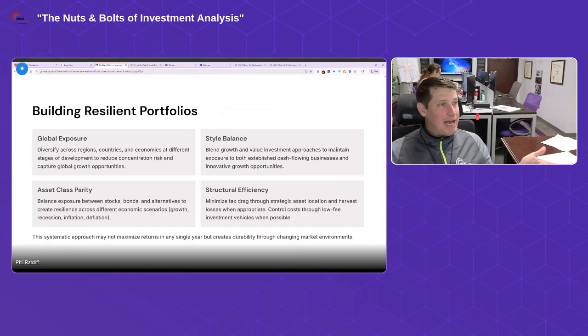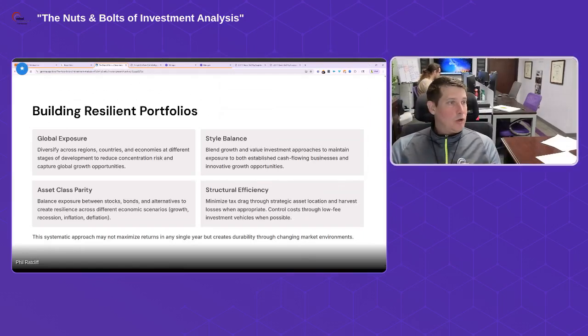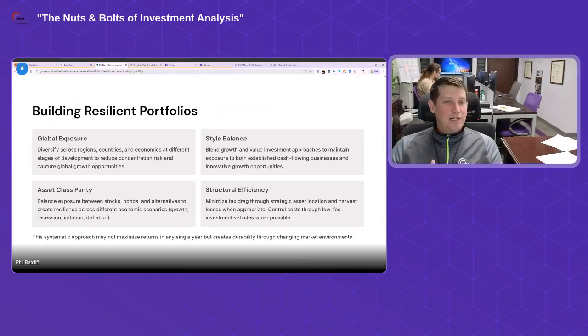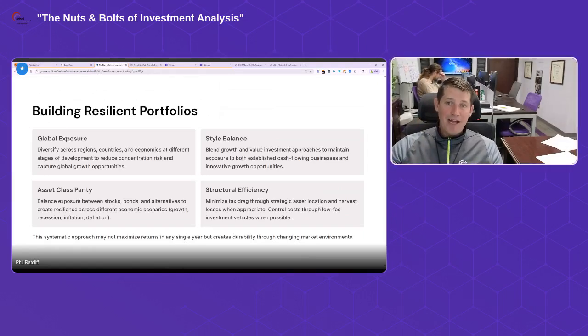If you look at what's happened year to date, large companies are up about 5%, but international's up, depending on what you're investing in, like 15 to 30%. Right. And so buying low and selling high in this circumstance worked out pretty well. Style balance.